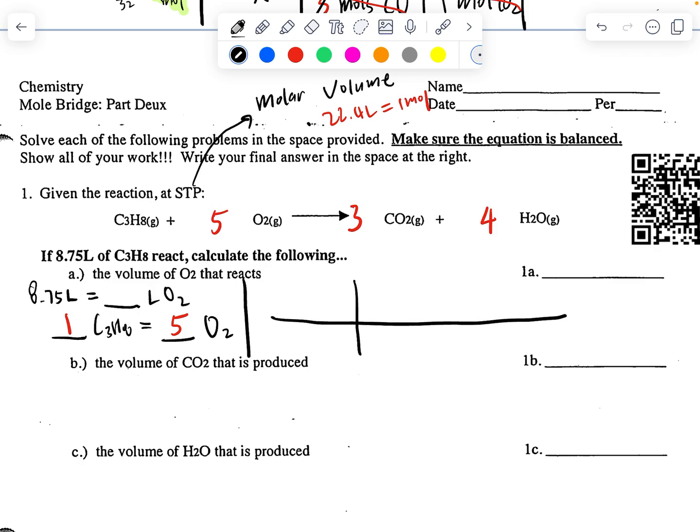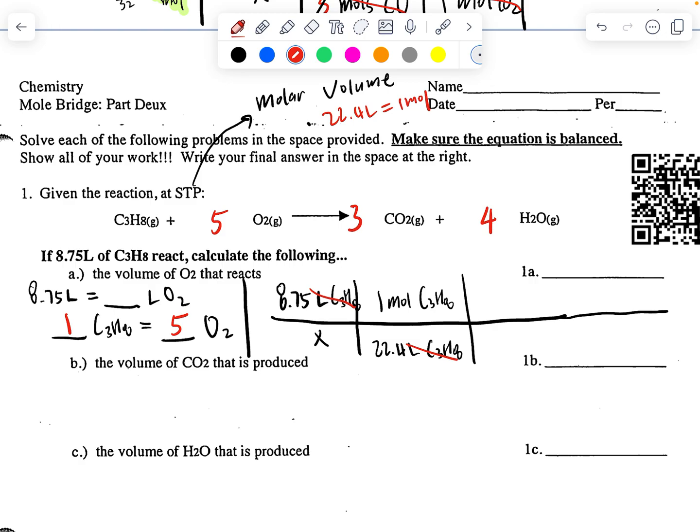Here we go. Start with the given amount, 8.75 liters of, what is that? C3H8. Sorry, guys, I'm running out of space here. Okay, hope that's okay. All right, so that's 22.4 liters of C3H8 for every 1 mole of C3H8. Gonna need more space. All right, now all the units, these two go away. I'm left with moles of C3H8.